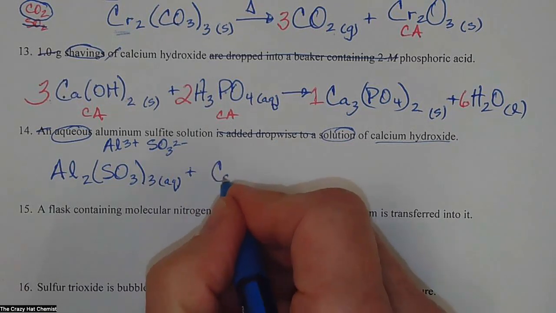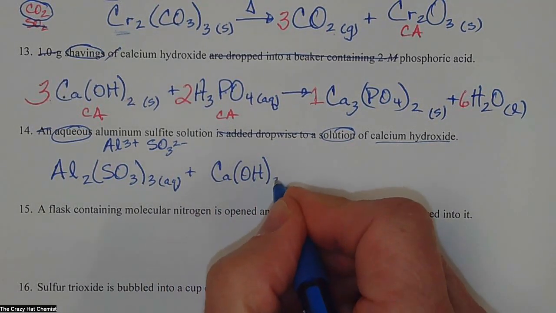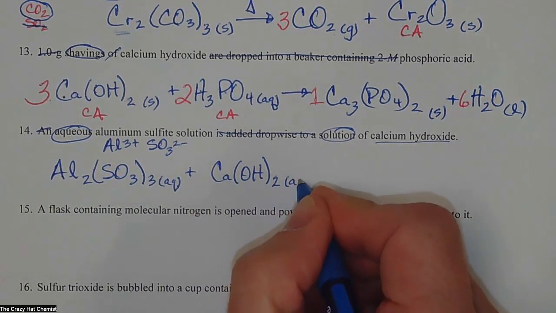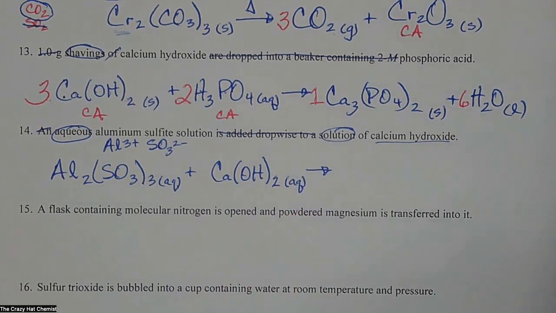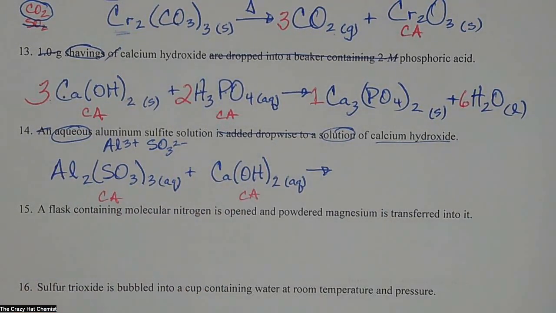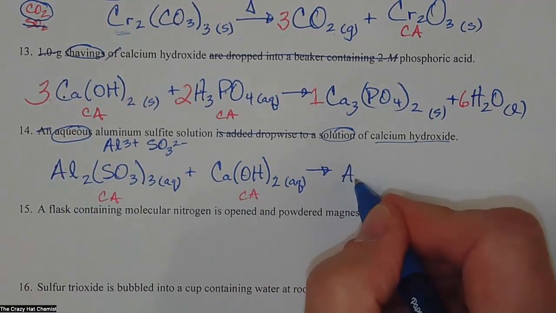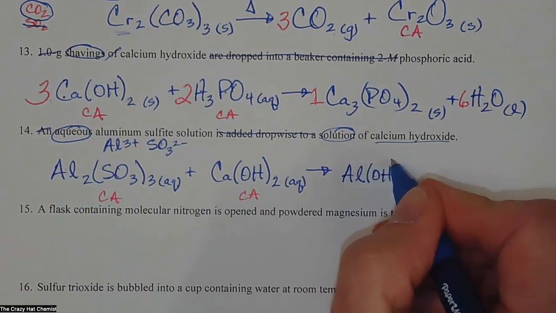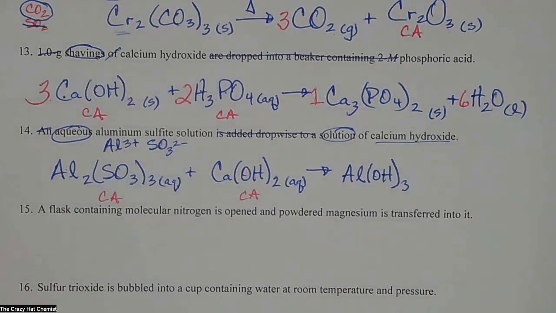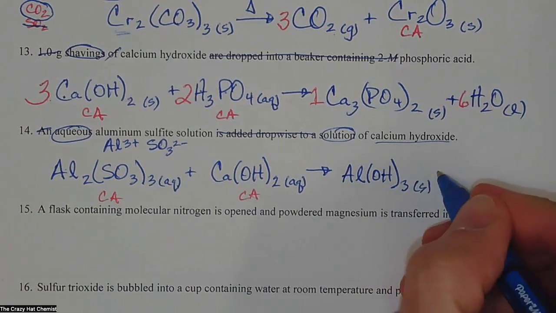So calcium is a group 2. Hydroxide is a polyatomic ion of a 1- charge, and that's a 2 right there. It says it's a solution that's aqueous. And this is also a double displacement. We're going to get calciums on the product side. The aluminum is going to get together with the hydroxide. I'm going to have aluminum hydroxide. Aluminum is a 3+. That's why that's there like that. Hydroxides are insoluble except for ammonium ion and the alkali metals, of which this is not. So therefore, this is a solid.